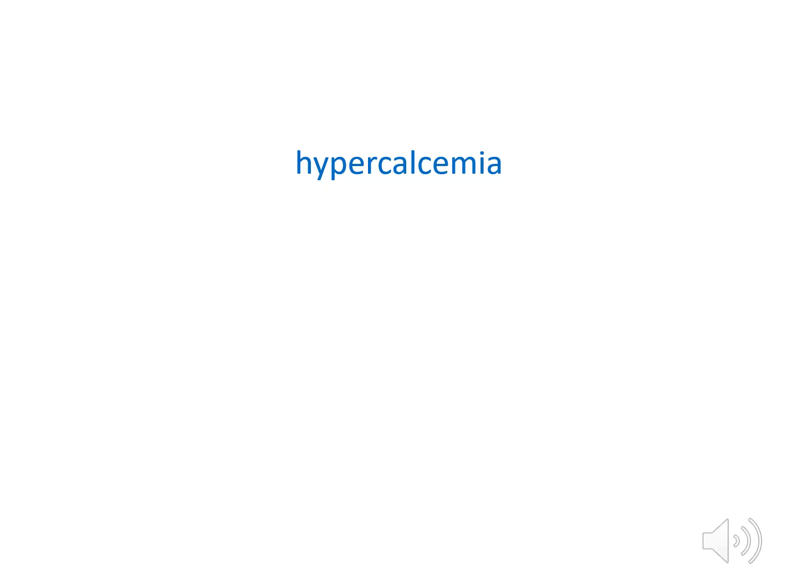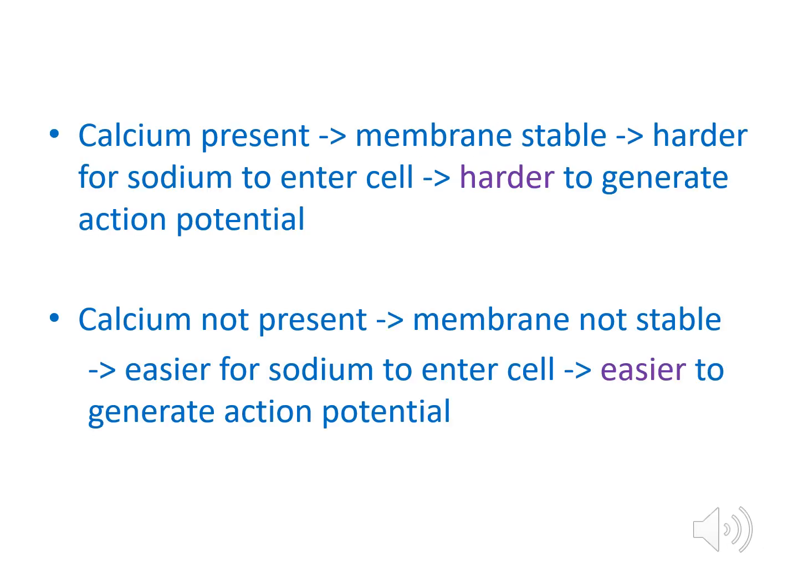Well, as you might expect, we see the opposite kinds of problems. There is a decrease in membrane excitability, so it becomes harder to generate an action potential. Remember that calcium is the membrane stabilizer, right? So if there's too much calcium present, that membrane is going to be extremely stable, meaning it's hard for sodium to enter that cell and depolarize it. So it's going to be harder than normal to generate an action potential.